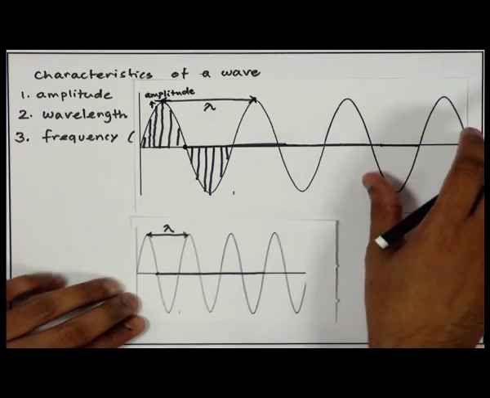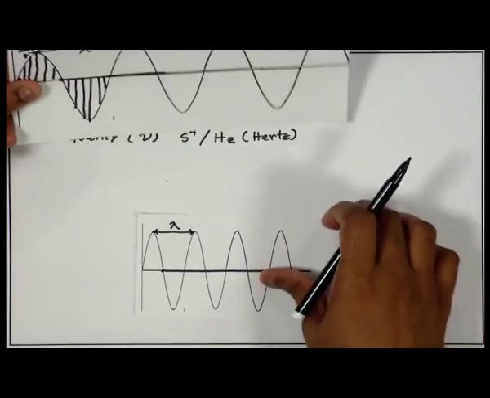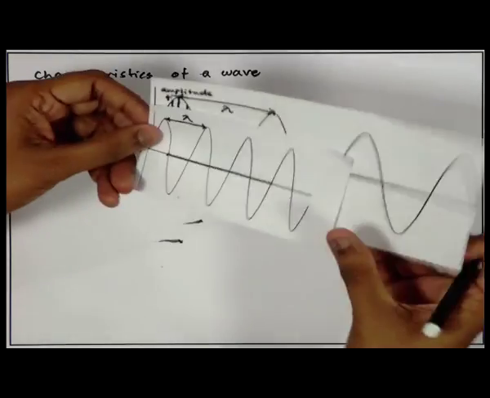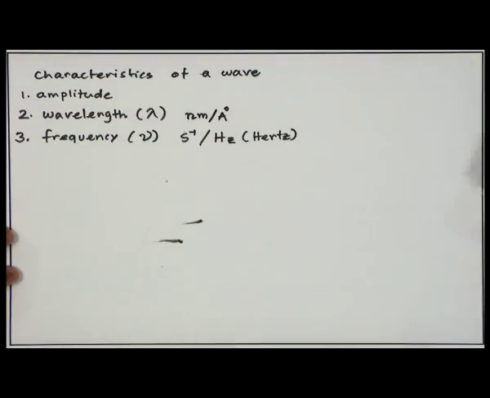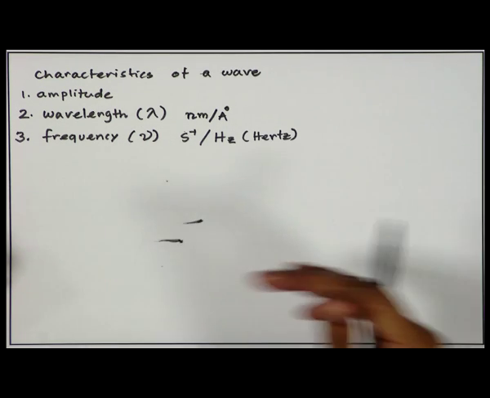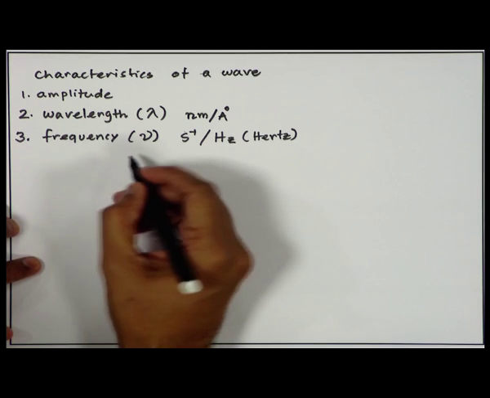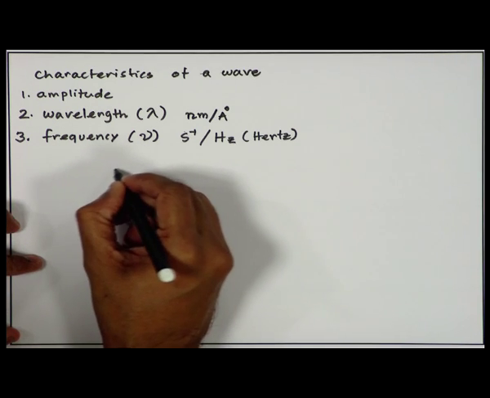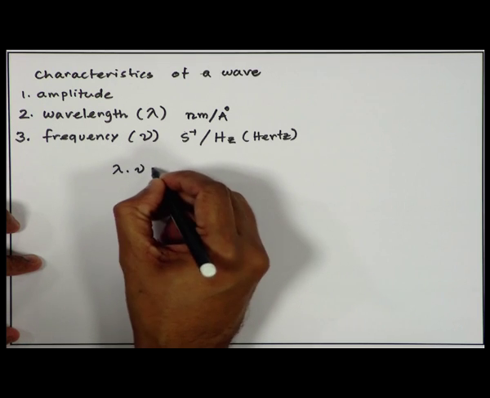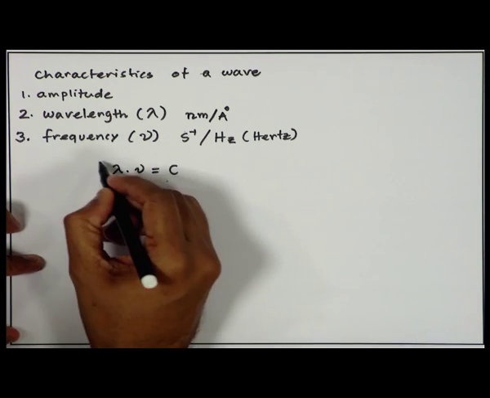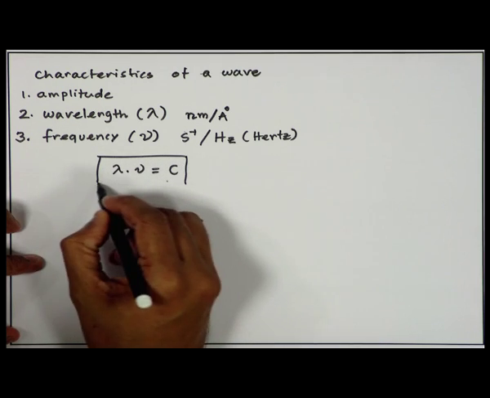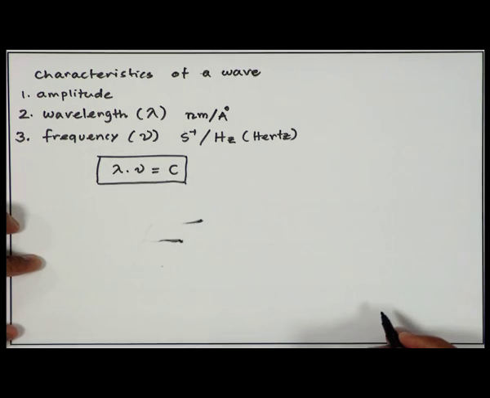So there is an inverse relation between wavelength and frequency, and the proportionality constant is given by the speed of light, because both are electromagnetic waves going at the speed of light. So we have the relation lambda into nu equals c, the speed of light, which is a constant. This is a very important relation.